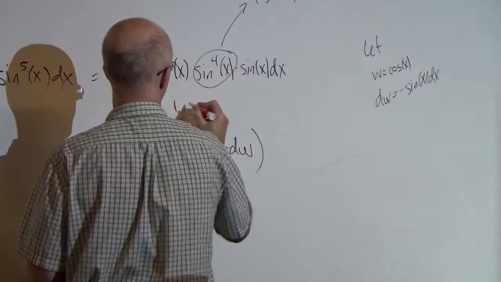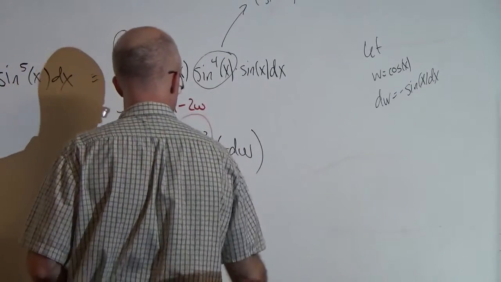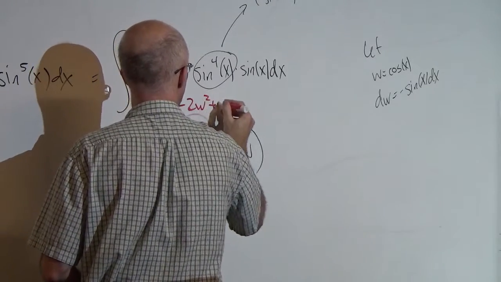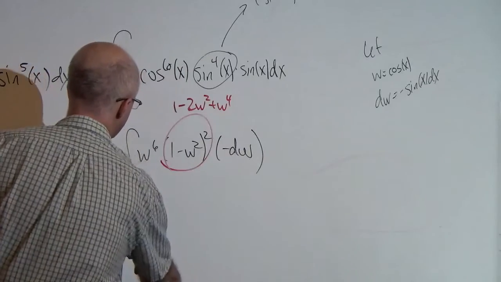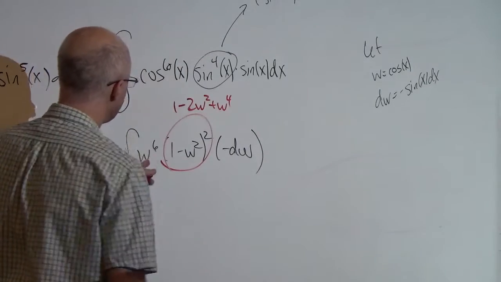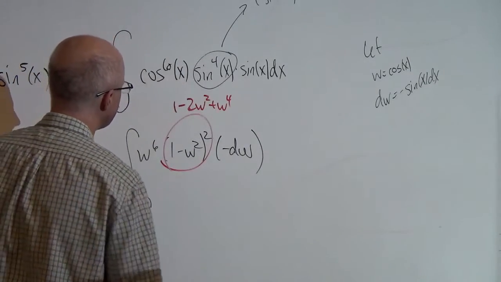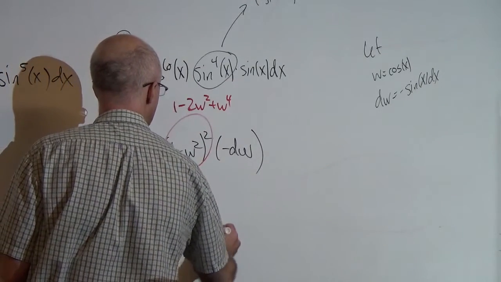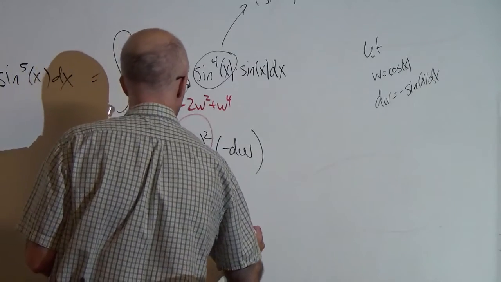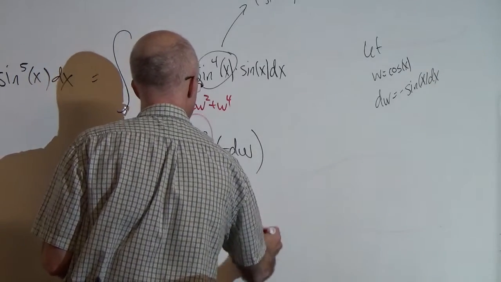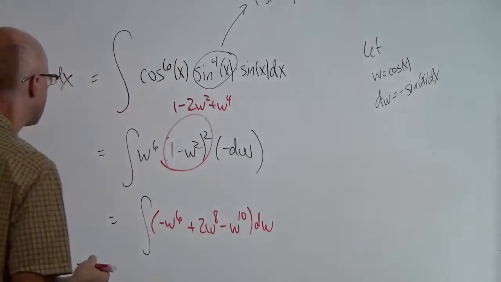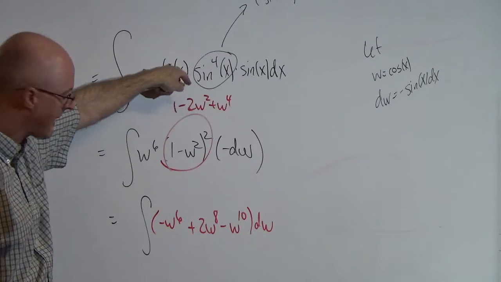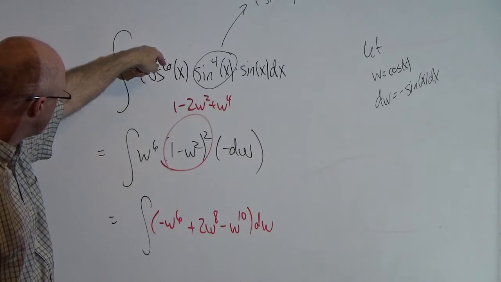This is 1 minus 2w squared plus w to the 4th. I think I won't bring my negative out in front. I would just multiply by w to the 6th and I'll negate everything. So I'll get negative w to the 6th plus 2w to the 8th minus w to the 10th dw. I negated everything. Took that negative sign and the w to the 6th and multiplied times that. That's right.